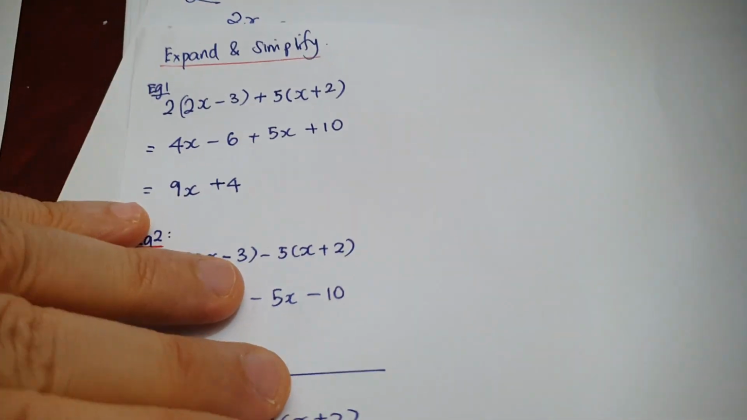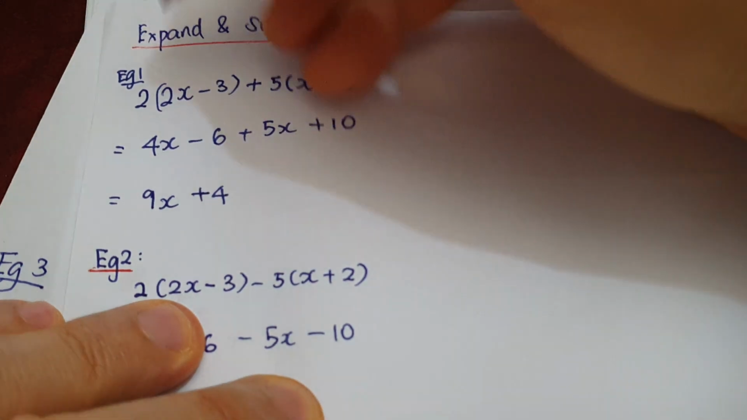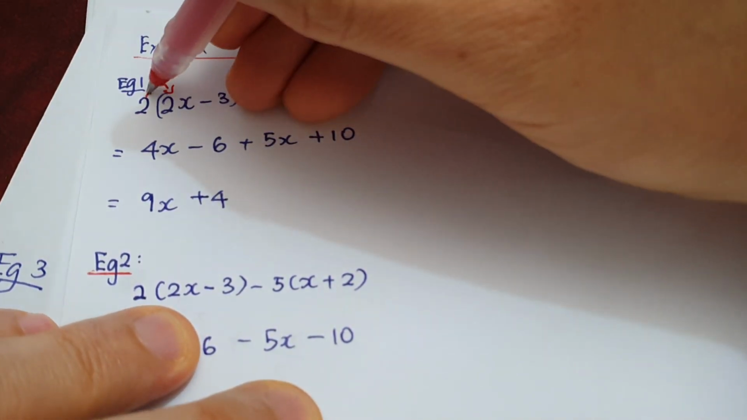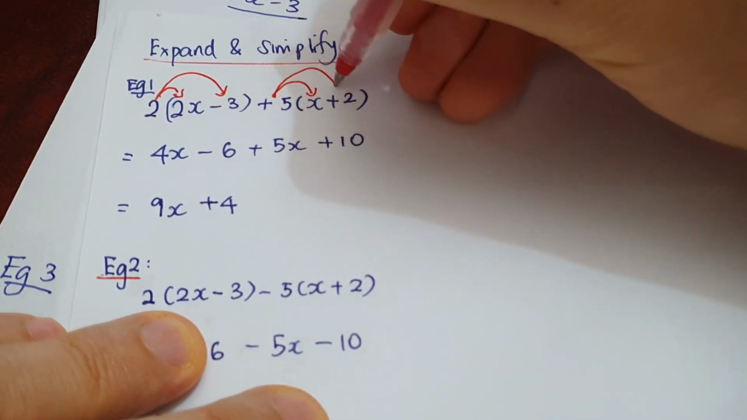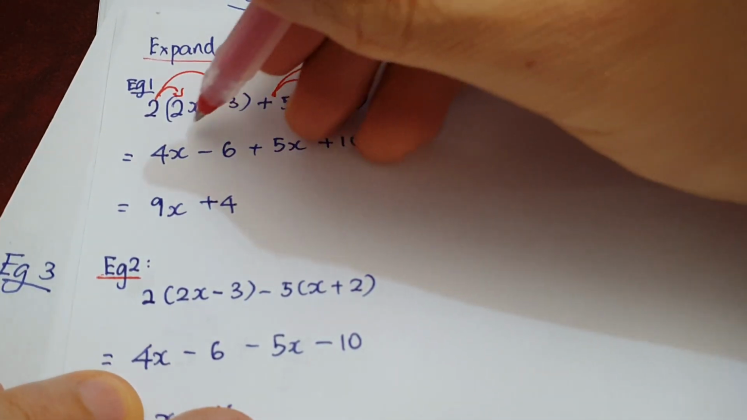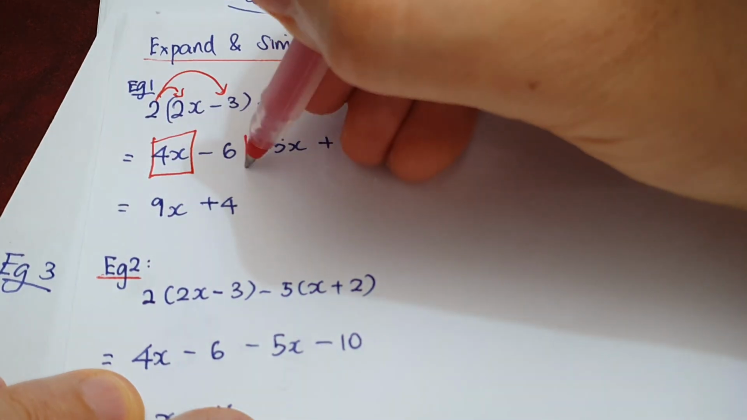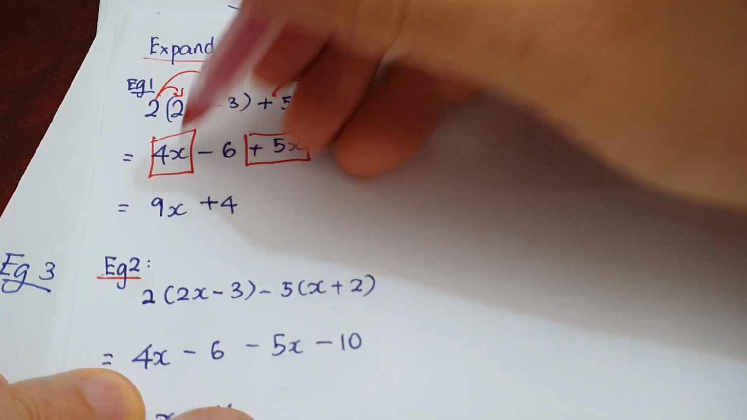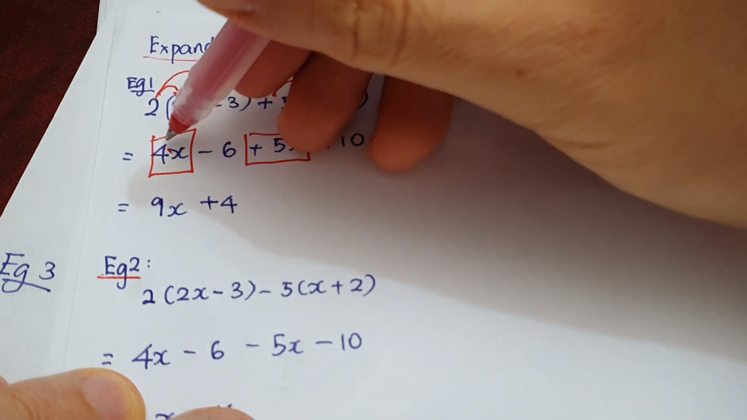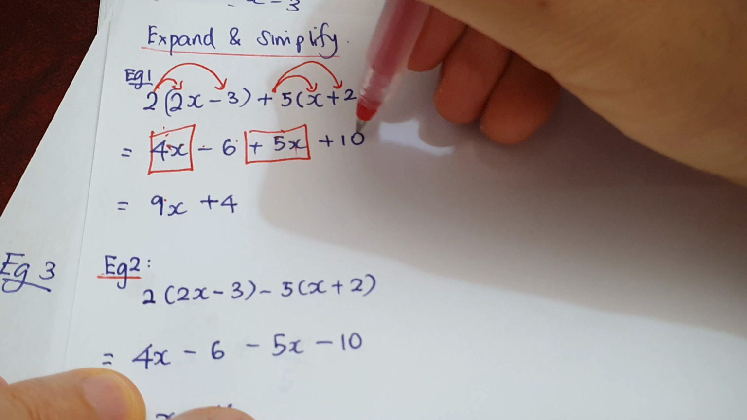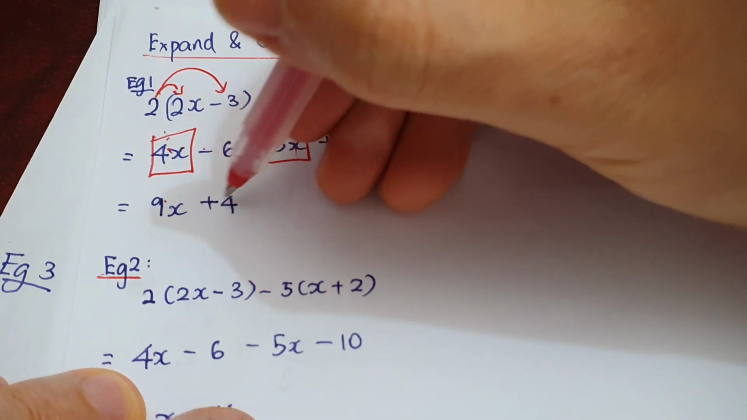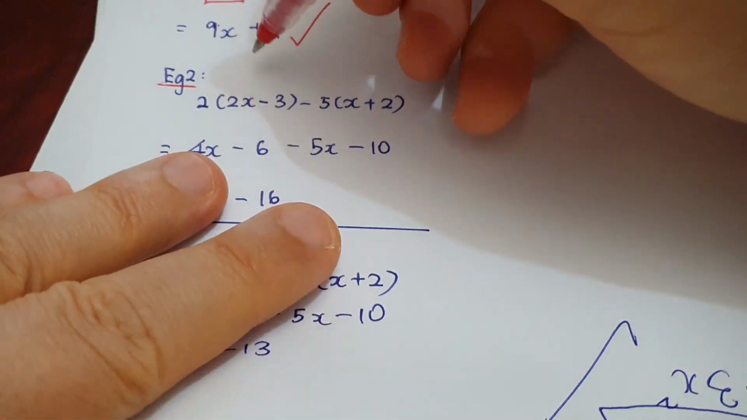Okay, but in this other question here, you can actually combine them together. You see, after I've expanded, 2 times 2x, that's 4x. 2 times minus 3, you press calculator, it's minus 6. 5 times this is 5x. This is 10. Okay, then you can combine the like terms together. x and x, 4 and 5, we can add them together to 9. Then press calculator, minus 6 plus 10, they will tell you it's 4, but you cannot write 4, you must write plus 4. Okay, so that is how you simplify.